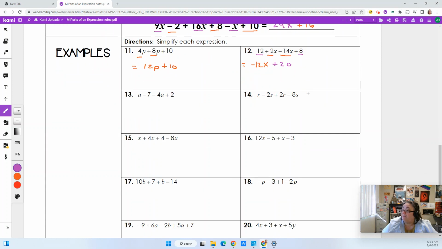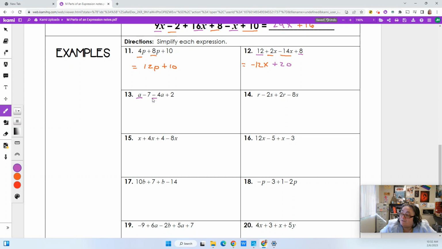Number 13. Anyone want to take it on? Anyone want to try it? No volunteers? Well, let's look at our A's. Next one, though, I'm going to call on someone, so I don't get a volunteer.